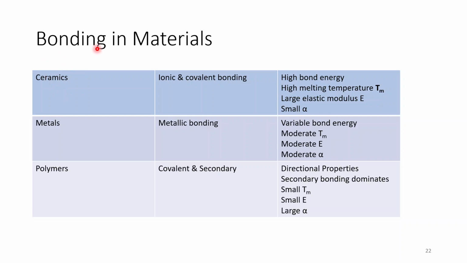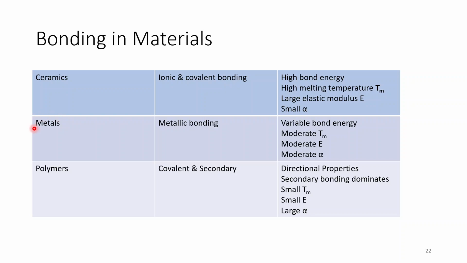Now various types of bonding lead to the formation of classes of materials. The first class is ceramics. In this case you have ionic and covalent bonding. Ceramics have very high melting temperatures, a large elastic modulus, high bond energy, and small alpha. Alpha is the thermal expansion coefficient.